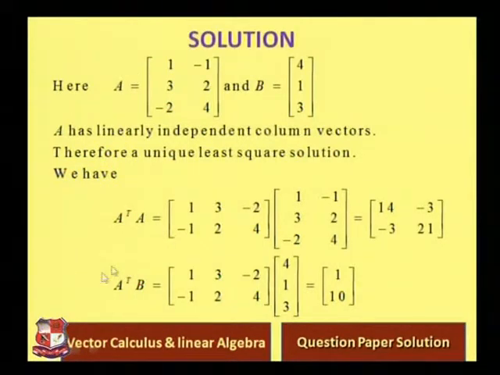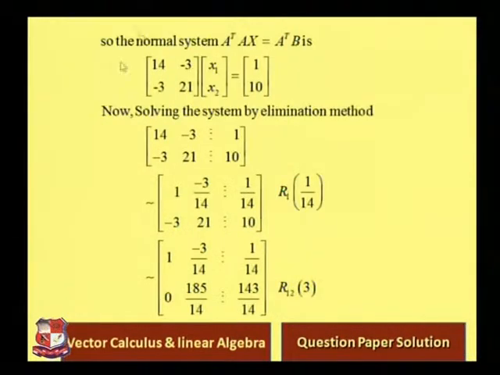Now the second operation. We need A transpose times b, that means the transpose of this into this one, so we get 1 and 10, a column matrix, because here the second matrix is in one column, so we get the answer in a column. Next, the normal system is like this one. So A transpose A into x equals A transpose b. Now this answer is from the last slide, and this is the same. Now this is a system of equations.